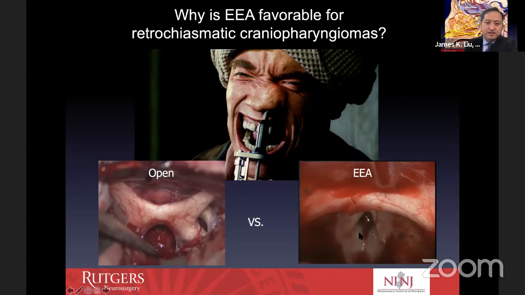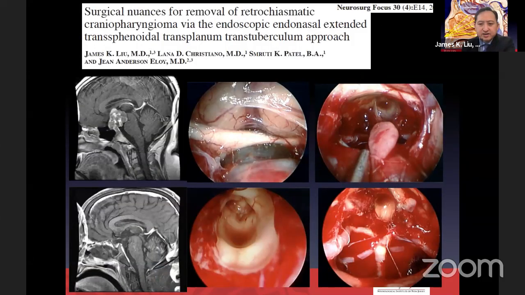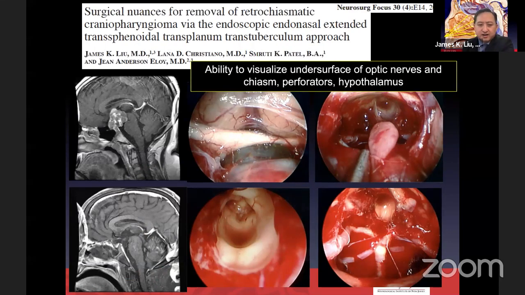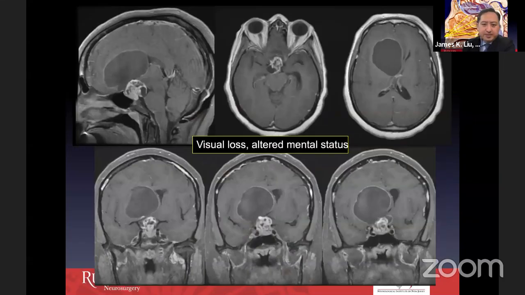So why is the endoscopic approach favorable for these tumors? Again, you can see the undersurface of the visual apparatus, so you can perform safe dissection and get better visual outcomes. Now here's a large tumor with a large solid retrochiasmatic component, and then this large frontal lobe cyst causing significant mass effect, shift, and some early hydrocephalus.